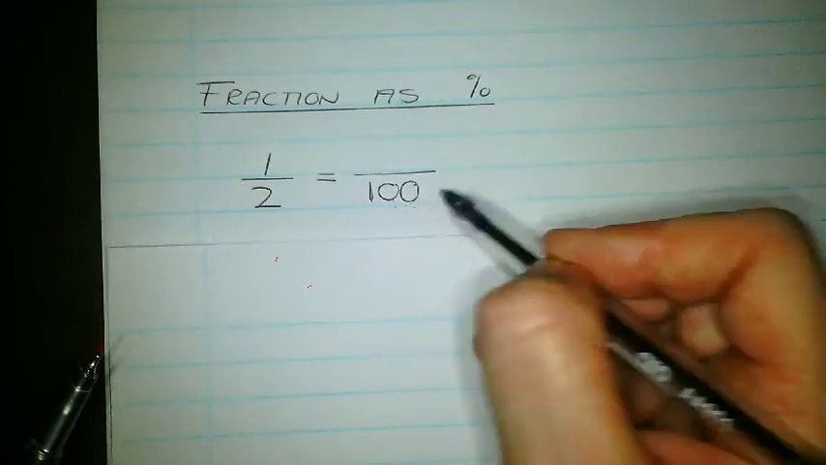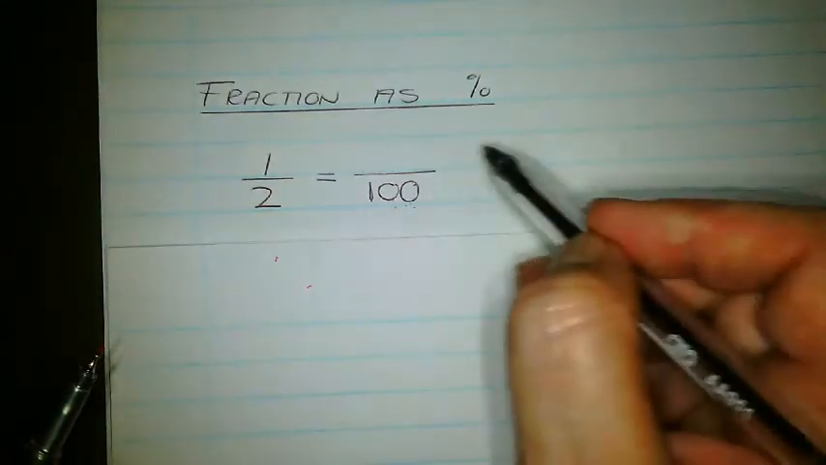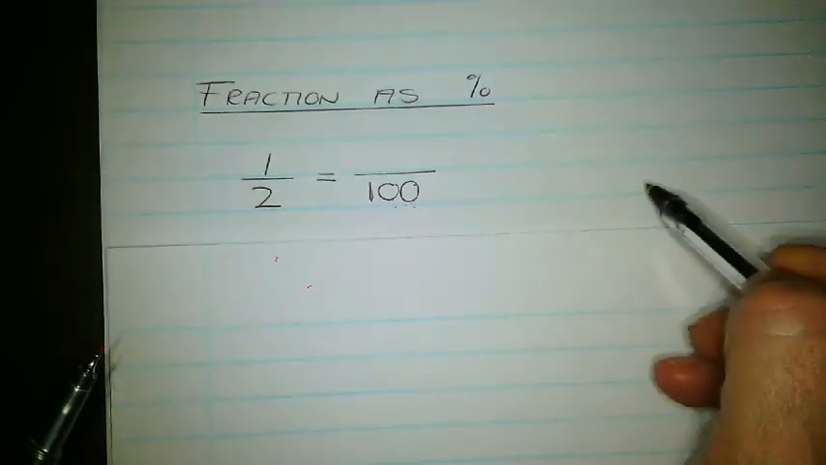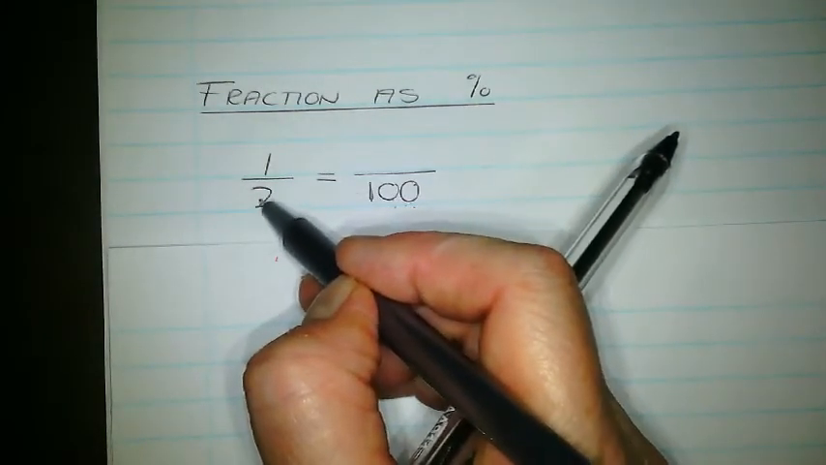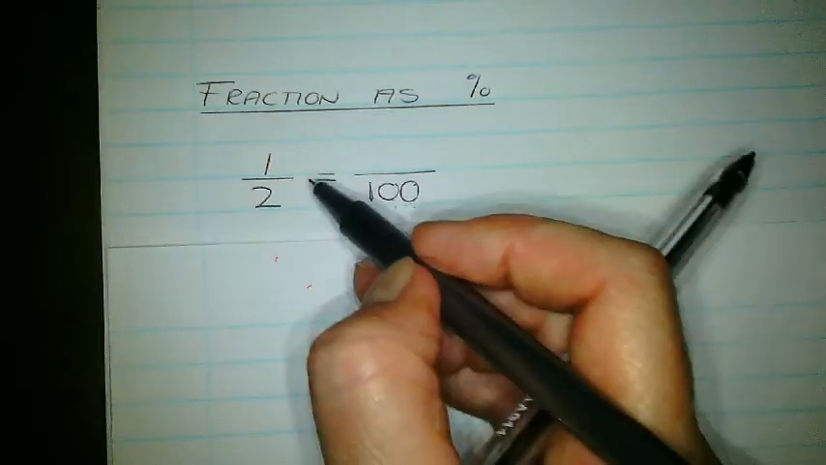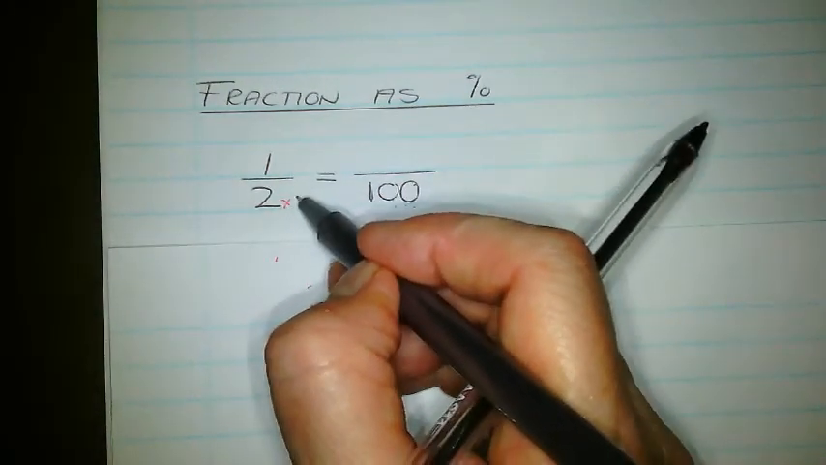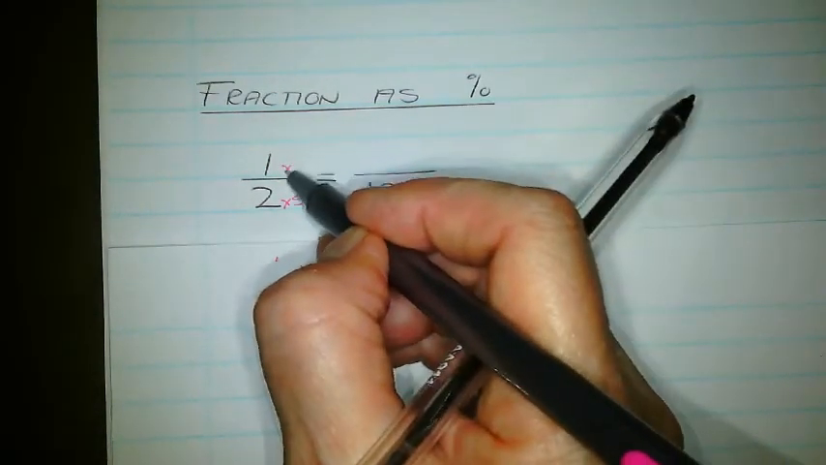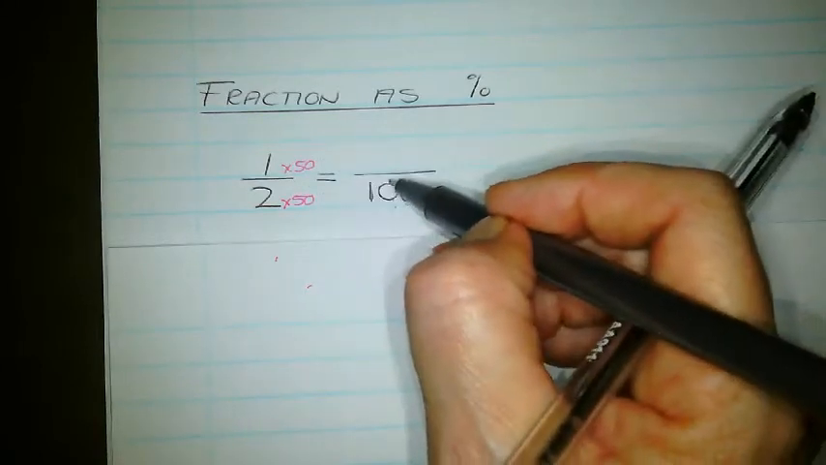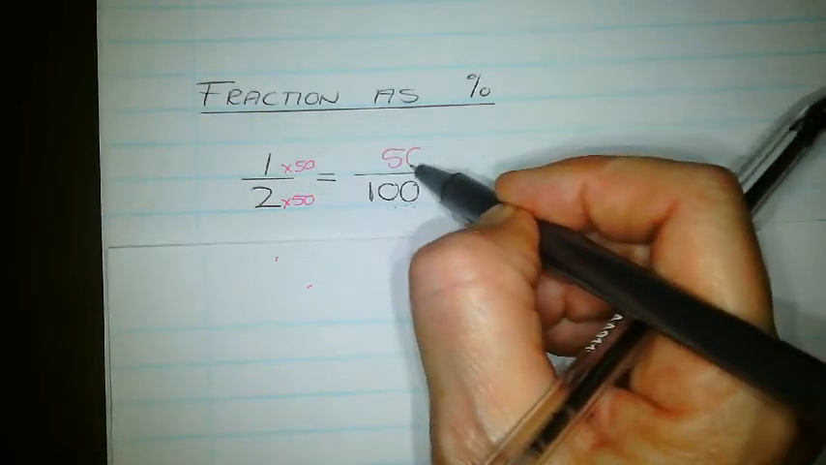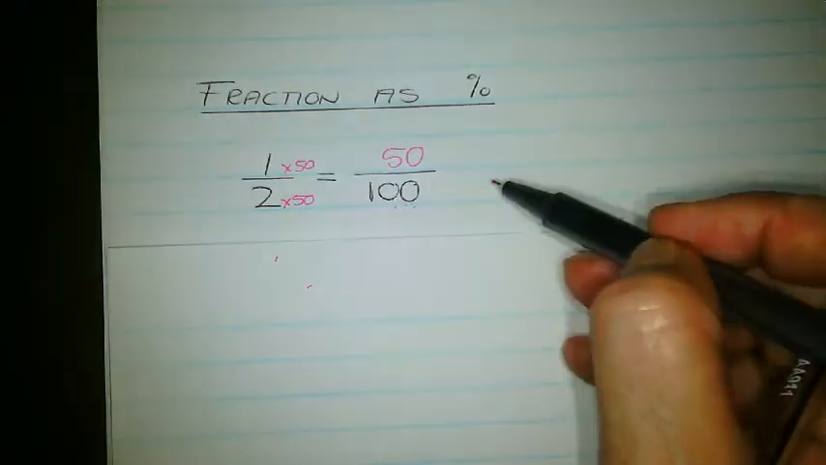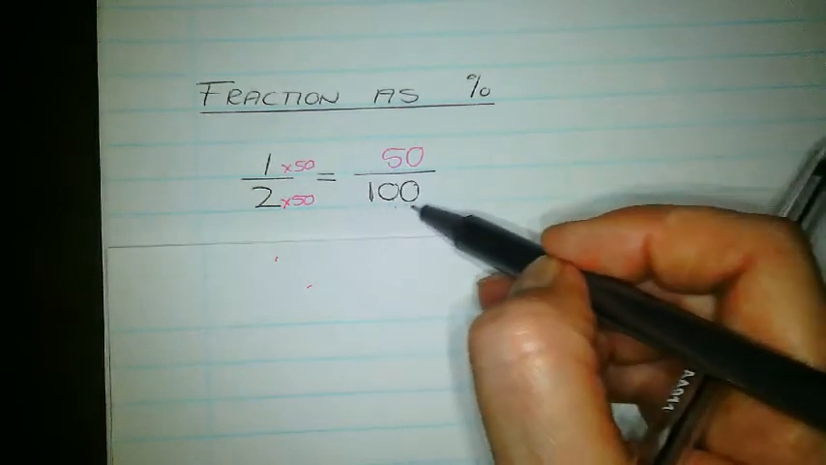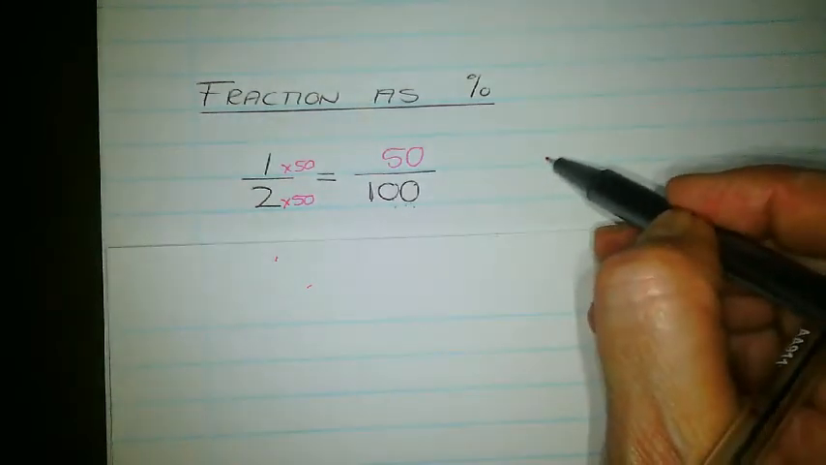And then when you convert it maybe to a decimal, it's also going to be helpful to write your place values. Okay, so in this case I've got a half. Now I'm just going to ask myself, what did I multiply the 2 by to get to 100? That's going to be 50. So what I do at the bottom, I do at the top. So I'm going to have 50 over 100.